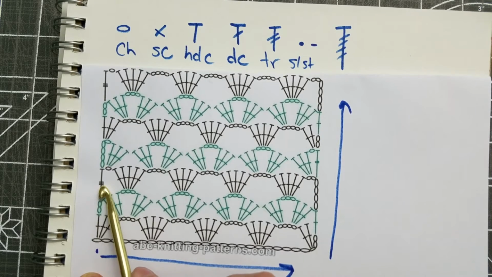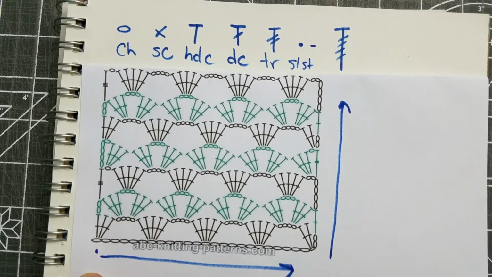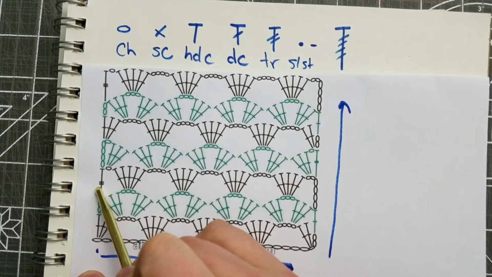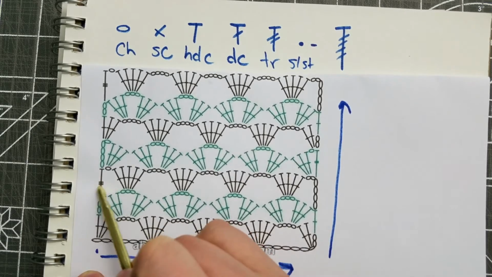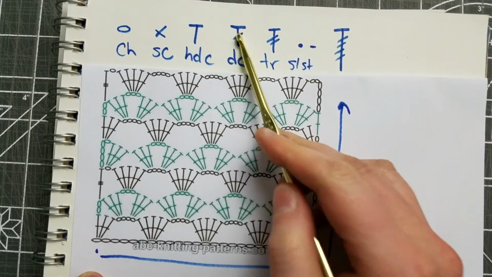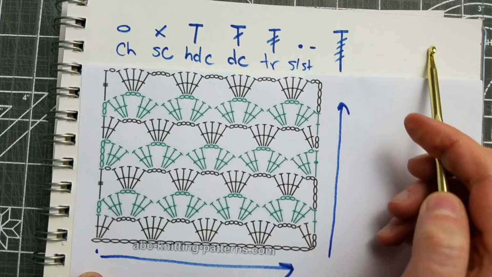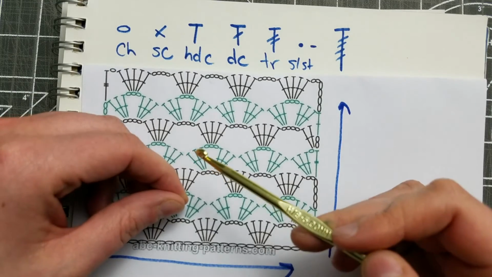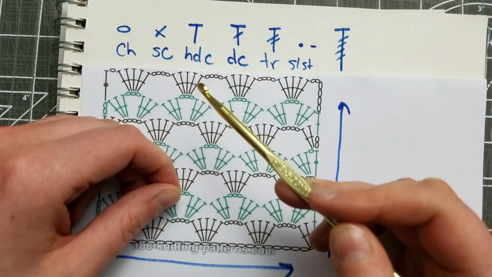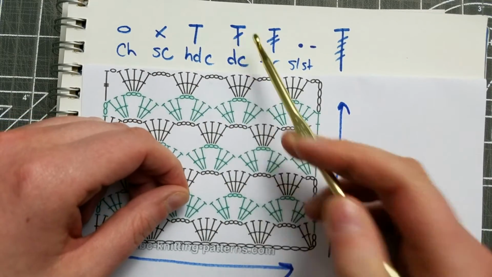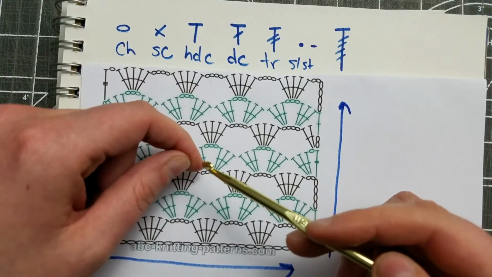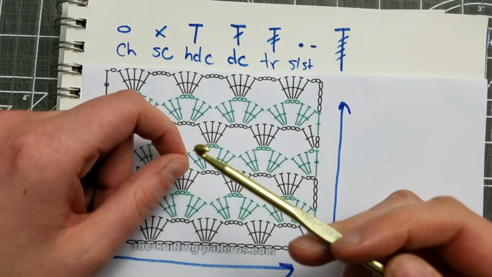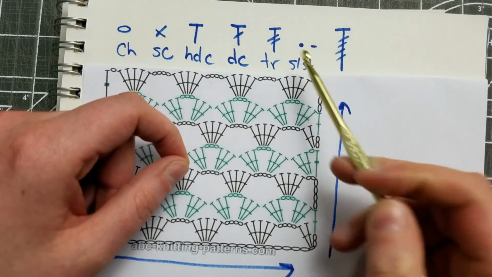So here is a double treble. It's got 3 little hash marks. These hash marks on the double, the treble, and anything bigger indicate how many times you wrap the yarn before you go into the stitch below. So for the double crochet, you have a working loop, you wrap the yarn once, you go into the stitch below, and you finish your stitch.